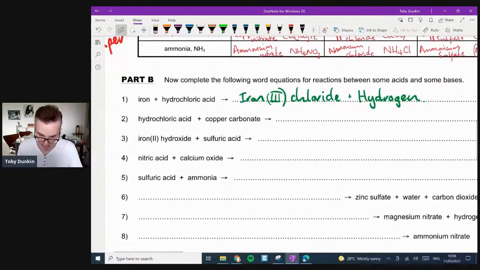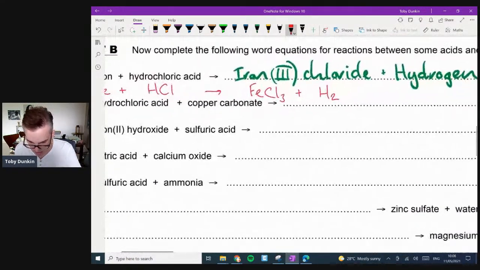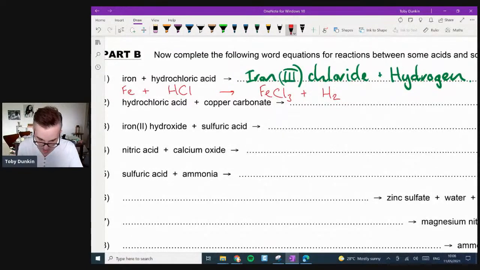Right, underneath that, let's now convert it to symbols. Fe plus HCl goes to FeCl3 plus hydrogen gas, which is H2. Don't forget H2. And balance. One iron, one hydrogen, 2 hydrogens. That's not good. Let's balance it. Put a 2 here. 2 hydrogen, 2 chlorines, 3 chlorines. That doesn't work either.